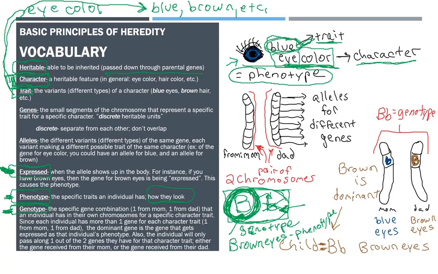Also, the individual will only pass along one out of the two genes that they have for that character trait to their child, because one's going to come from them and the other of the pair is going to come from the other person they're having the child with.